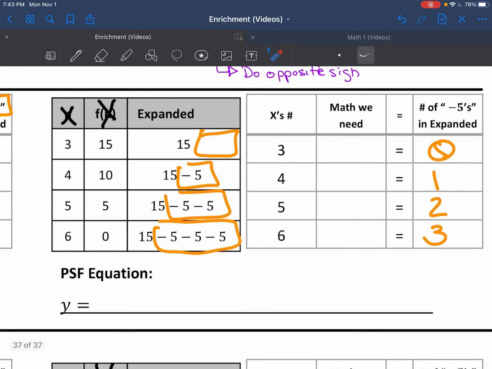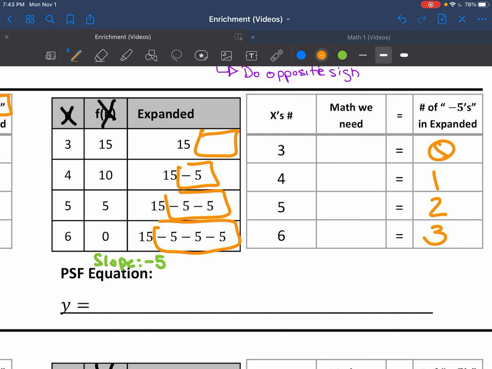So looking at the next one here, we have 15, then 15 minus 5, then 15 minus 5 minus 5, 15 minus 5 minus 5 minus 5. Well, our slope here, aka our common difference, is minusing 5, right? To get 0 next to this 3, because again, this 3 is that first x, then we have the 4 for our second x, 5 for our third x, and then 6 was our fourth x. So what math can we do with 3 so we get 0?